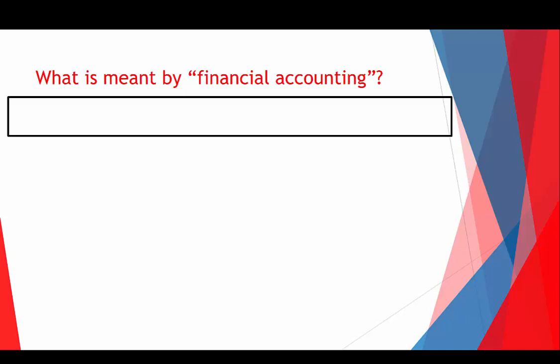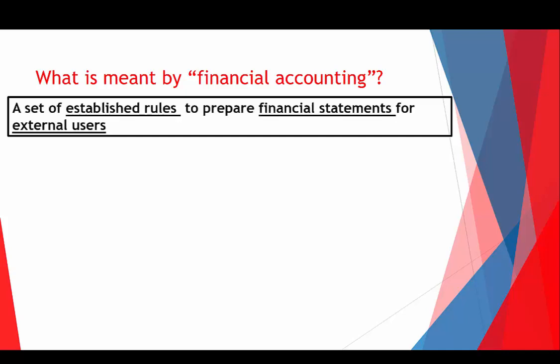So when we talk about the term financial accounting, we can think about it as a set of established rules used to prepare financial statements for external users. So there's a few keys here. Established rules, right? We'll figure out what the rules are and where they come from. What are the financial statements? We'll learn about that in this video. And then also, who are those external users?